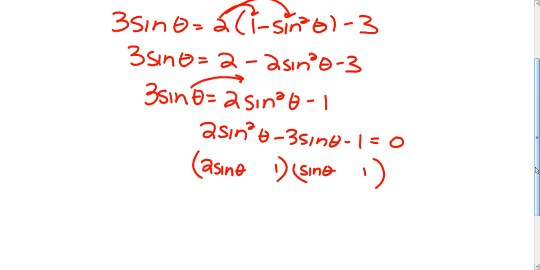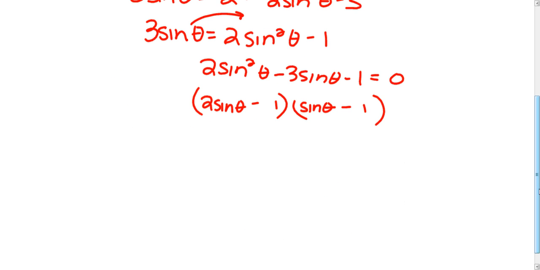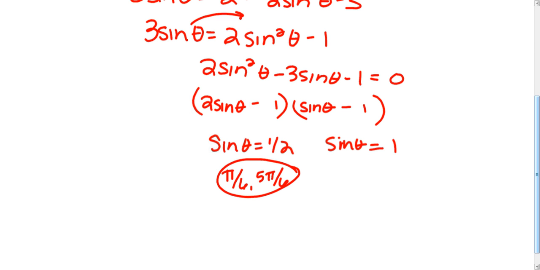So I want to do a negative 2 and a negative 1. Here we go. Anyways, this also you're going to look for where sine is 1/2, and here you'll look for where sine is 1. And sine is 1/2, just so you know, at pi over 6 and at 5 pi over 6. And sine is 1 at pi over 2.